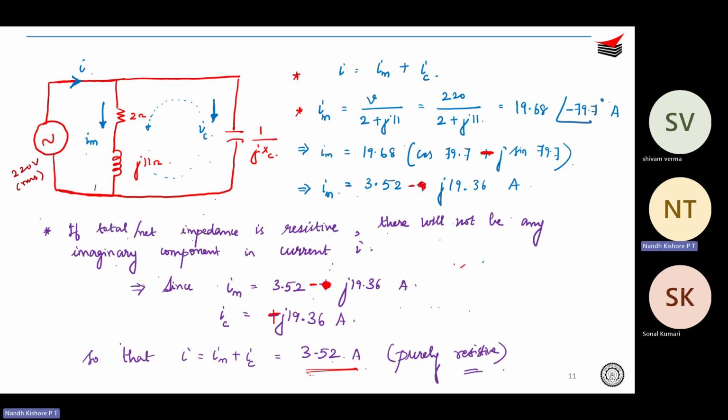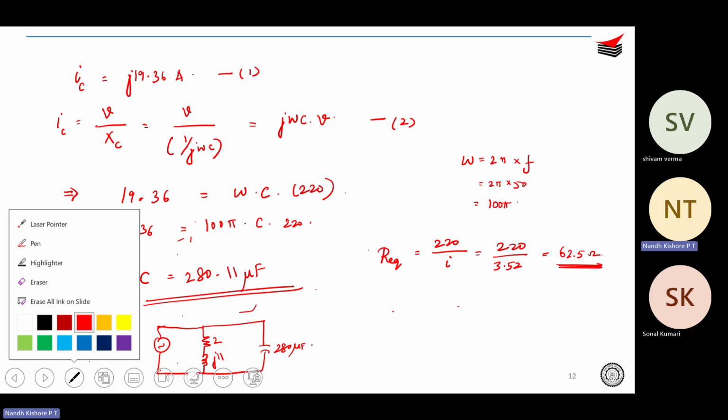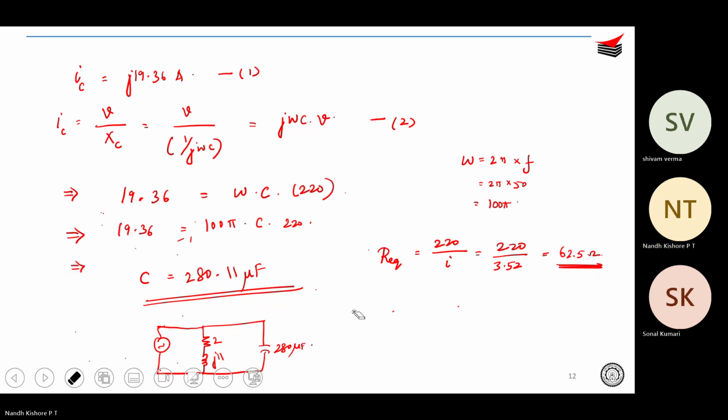Okay, so you calculate the motor current. The reactive part will be compensated by the capacitor, and capacitive reactance is 1 by jXC. So using that, you can find out the capacitance value. So if you put 280 microfarad, you will be drawing a resistive current. Did you understand this question? It's a very important question, I would tell. Any doubt in this question?